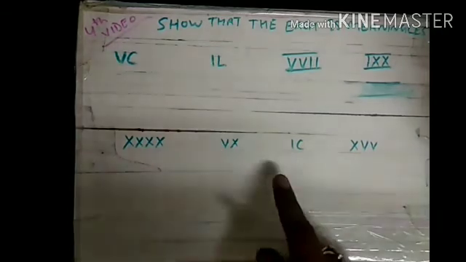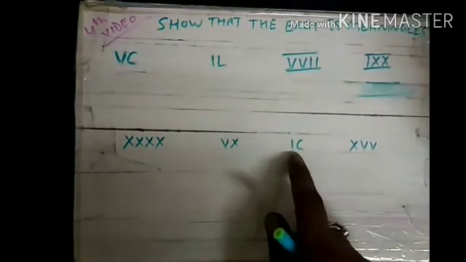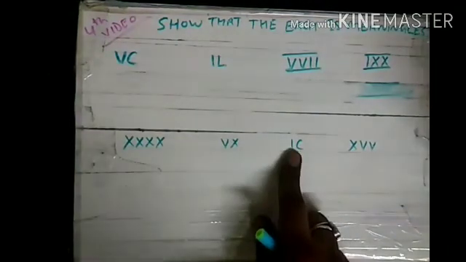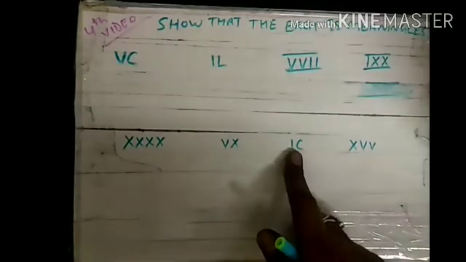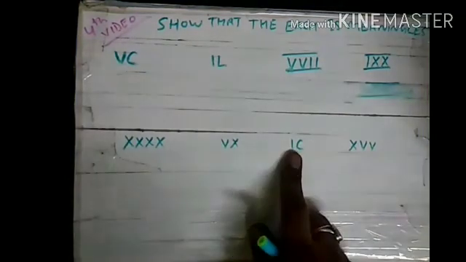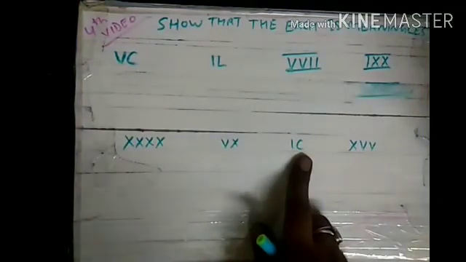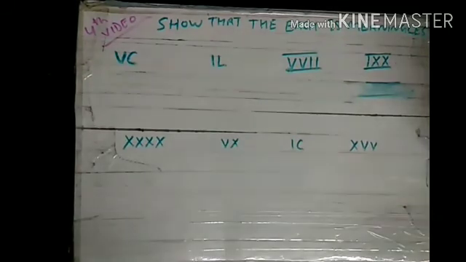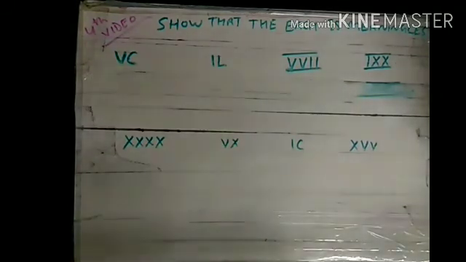Now IC. It means C is 100 and I is 1. It suggests that 1 is subtracted from 100. But as we know, I cannot be subtracted from C. I can be subtracted from V and X only.